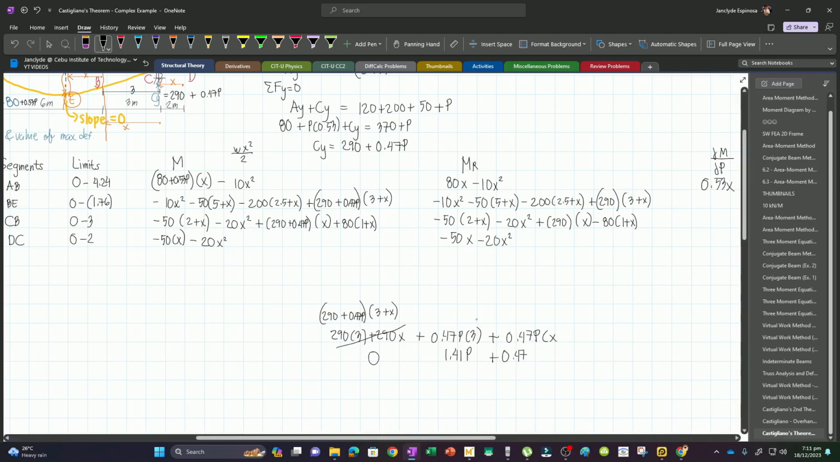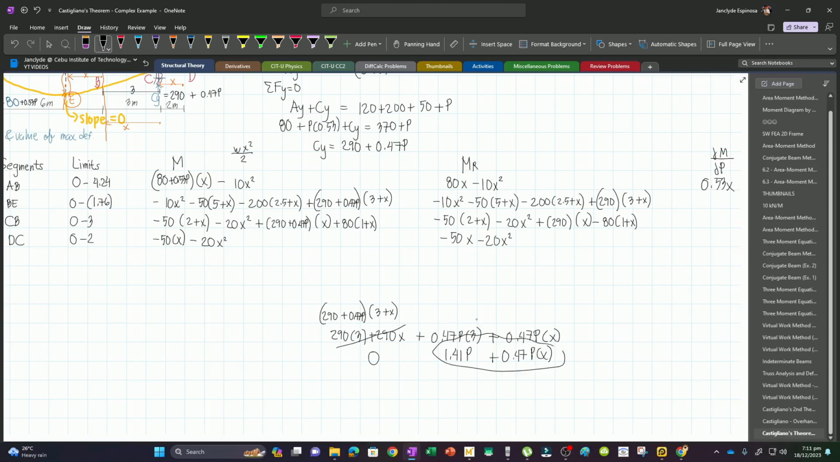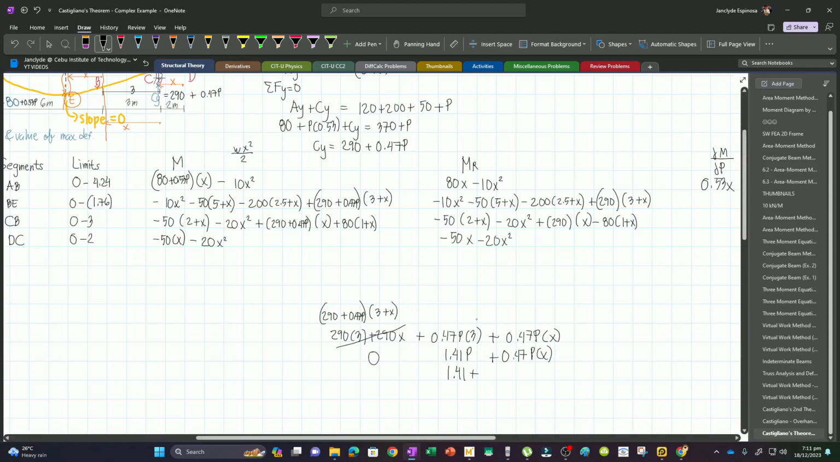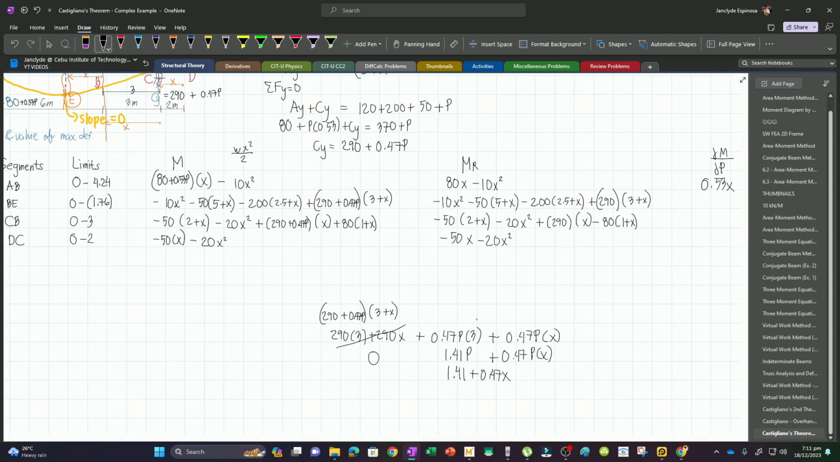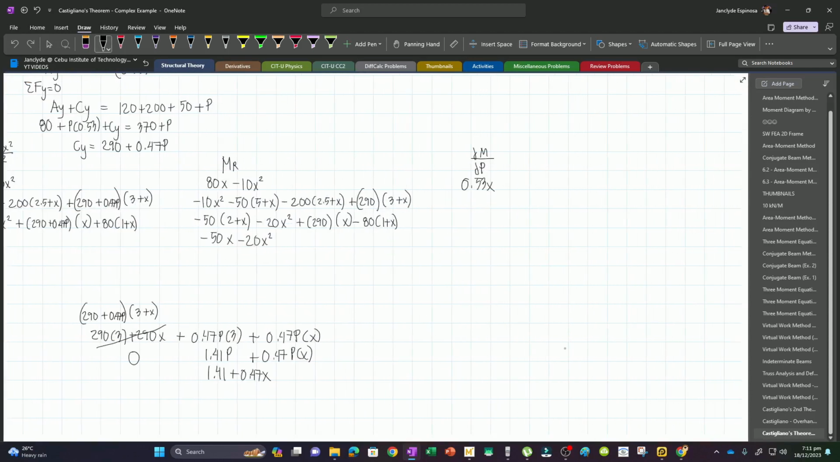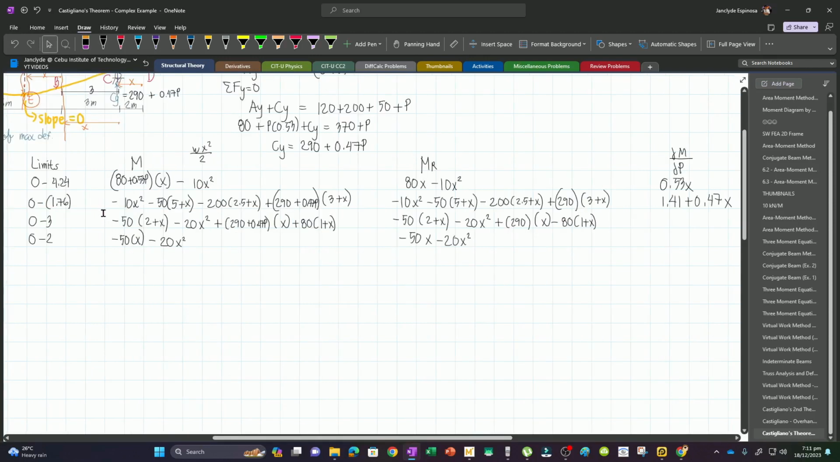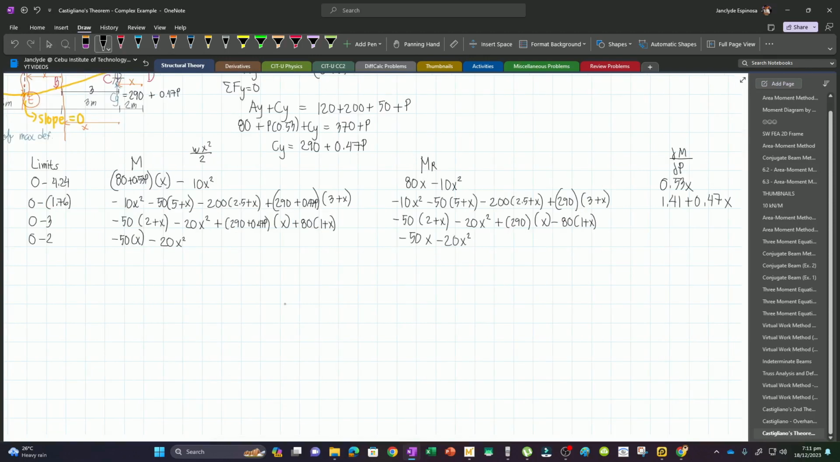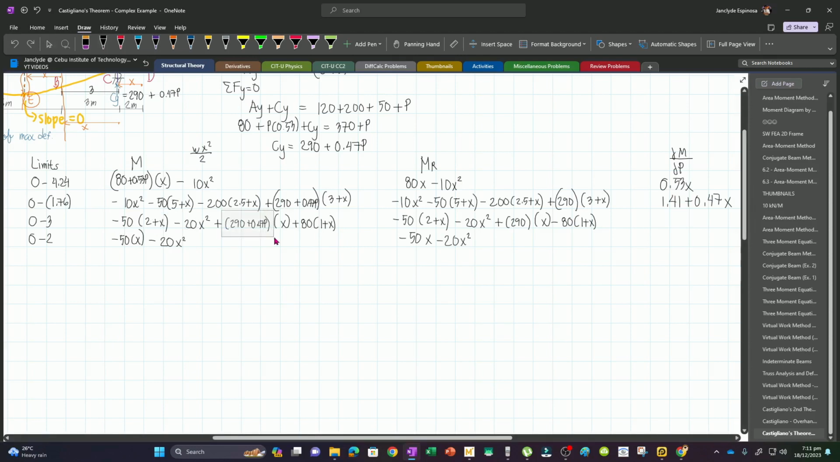0.47p multiplied by x. Now, differentiating these, we will have 1.41 plus 0.47x. Ito na yung equation natin. So, let's write that dito. So, 1.41 plus 0.47 times x. And then, for this segment, we are not interested in these expressions because wala yung p. And so, ito na lang yung i-differentiate natin.